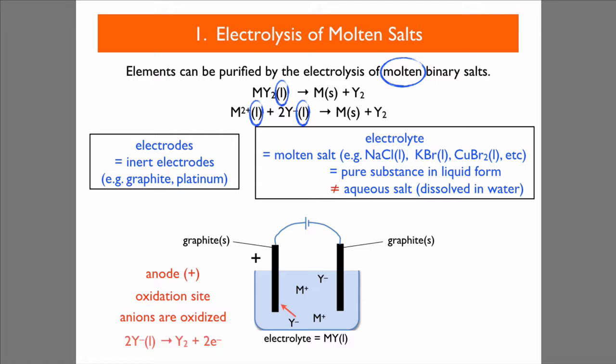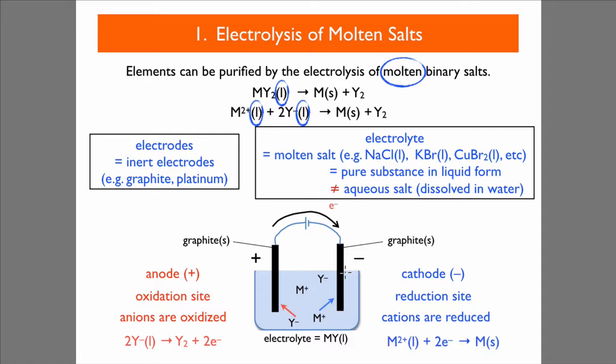There we go. And you could draw out that equation showing the anion forming a diatomic gas and giving up some electrons. Here, these electrons will then be pumped by the battery over here to the cathode, which is negative in this case. It's because it's the site of reduction, so the cations are reduced here. Once again, you see that the metal ions are reacting with the electrons to form the metal.